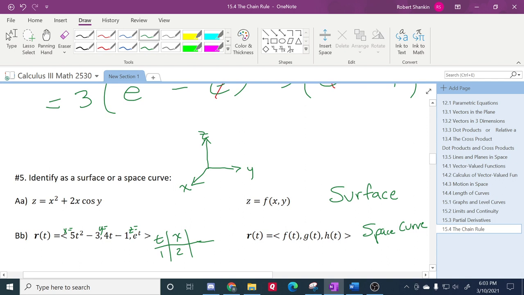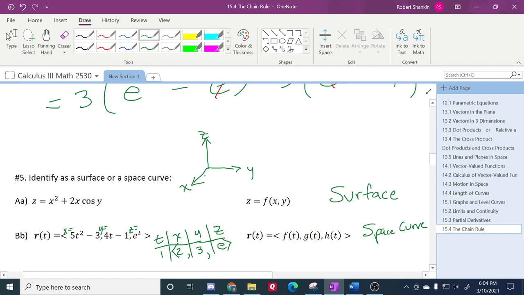When t is 1, y is going to be 3, and z is going to be e. Now this is going to be a specific point. It's the end of the vector, and that's a point on our space curve.